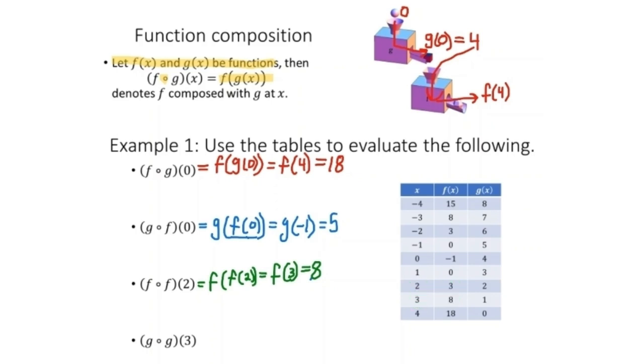Next, we'll evaluate g composed with g of 3. By definition, this will equal g of g of 3. Going to our table, when x equals 3, g will equal 1, so g of g of 3 will be equal to g of 1. Now to evaluate g of 1, from the table we see when x equals 1, g equals 3. So g composed with g of 3 will equal 3.